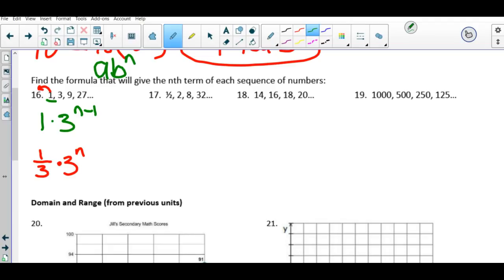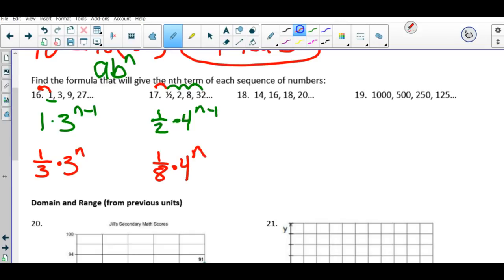17, we're starting with 1/2, and it looks like we're multiplying by 4 each time. So times 4 to the power of n minus 1. Or if I back up and divide by 4, 1/2 divided by 4 gives me 1/8. So 1/8 times 4 to the power of n.